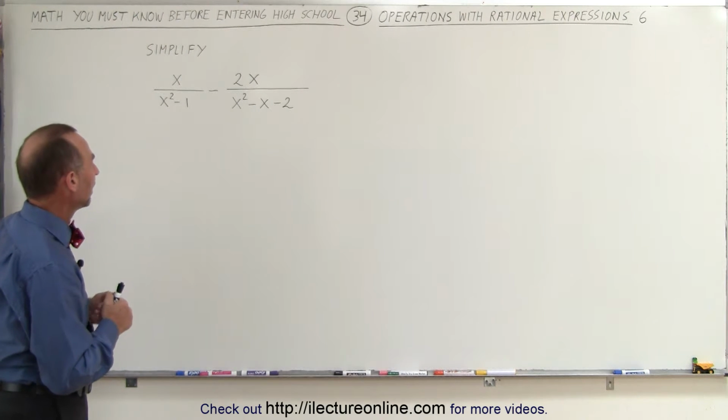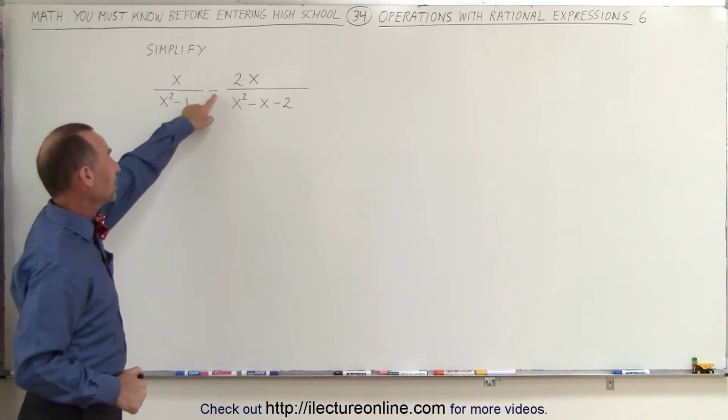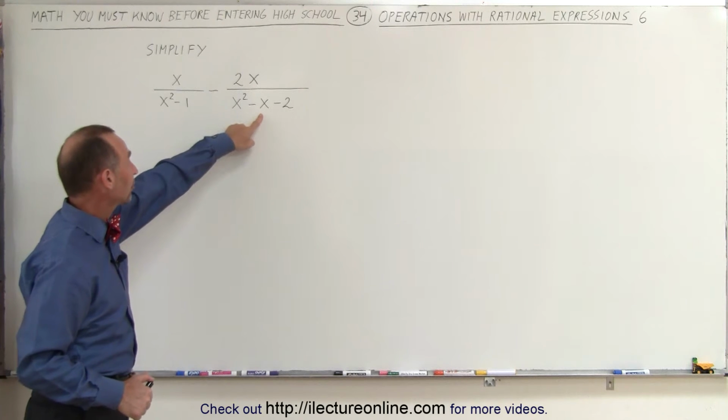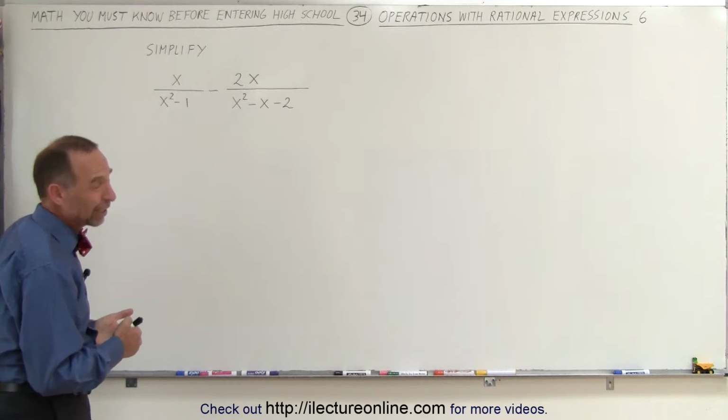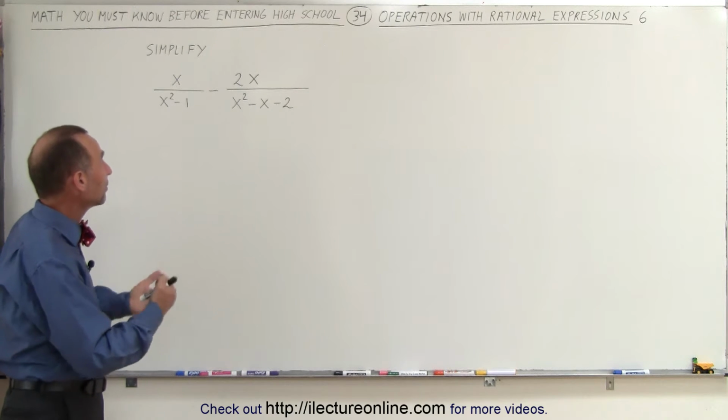In this example, we have to simplify two rational expressions and write it as a single rational expression. Since we have a negative sign here, that means we're subtracting the second rational expression from the first, which means we have to have common denominators. They don't look like they're common denominators, so we have to make them common.